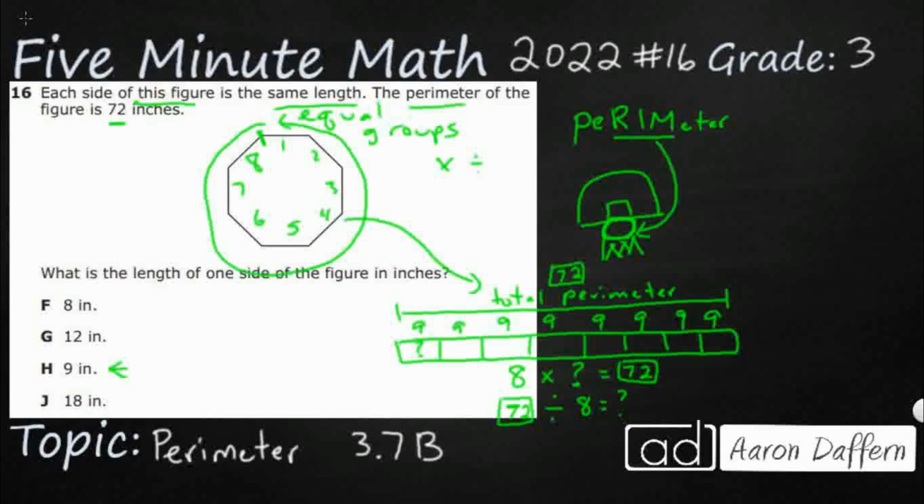And some of these other ones, right, you see that this 8 is simply because there are 8 sides. I'm not really sure where they're getting the 12 and the 18 from. Those are just kind of random numbers for me. But 8 was the only one that kind of made sense because there were 8 sides, but our answer is H.